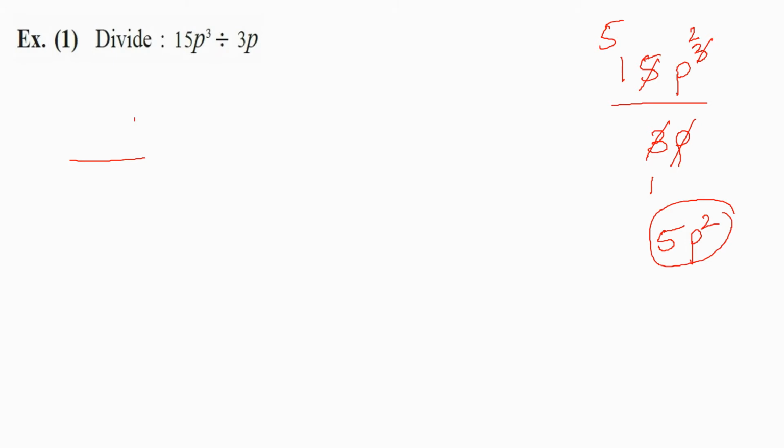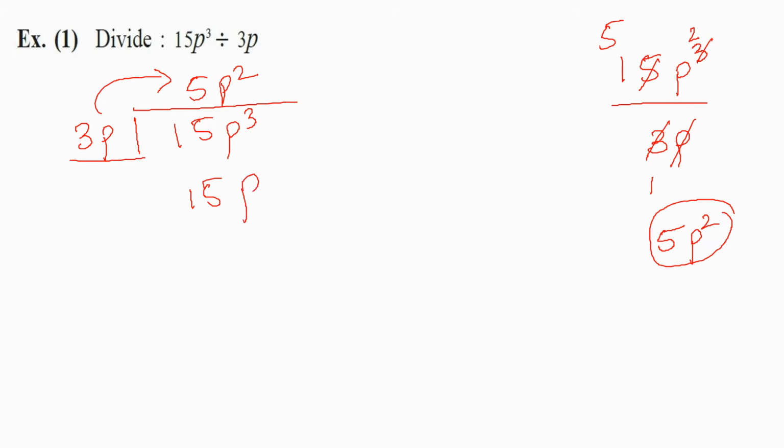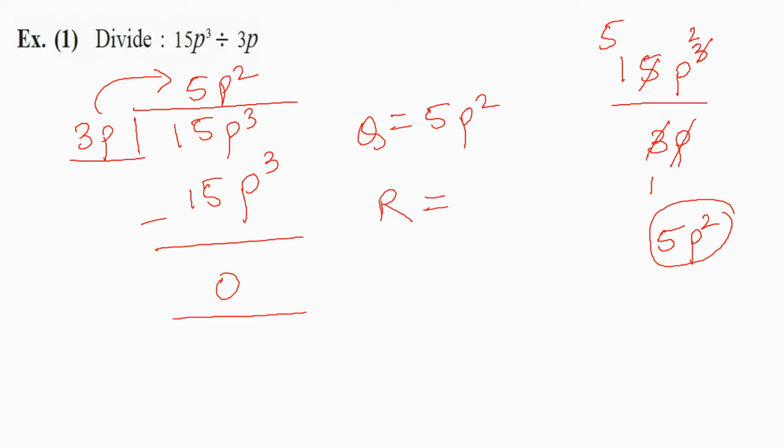So we can do the long division method. 15p square divided by 3p, and we know 3p into 5p square. If you multiply this 3p into 5p square, we'll get 15p square, which we have to then subtract, and our final remainder would be 0. So our quotient is 5p square and our remainder is 0.